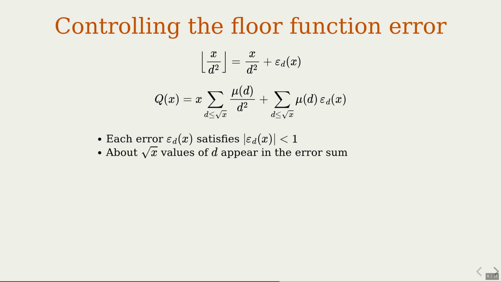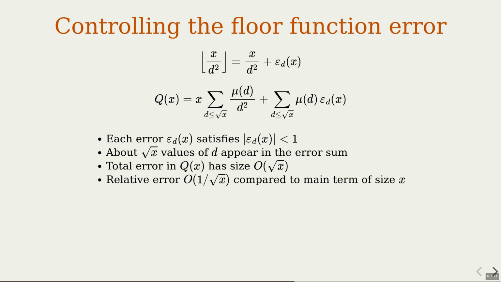Only d up to square root of x appear at all, so there are on the order of square root of x terms in the error sum. If each term has size at most 1 and there are about square root of x terms, the entire error is at most a constant times square root of x. Since the main term grows like x, dividing everything by x will make this error shrink like 1 over square root of x. We now have q of x expressed as a clean main term plus a controlled error, which is the key setup for taking limits.